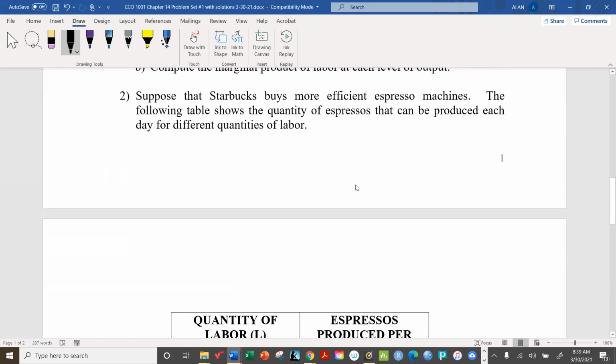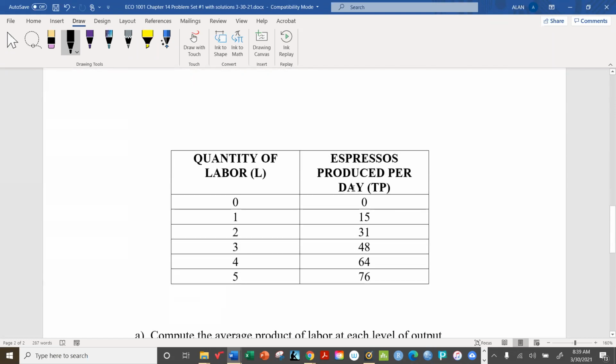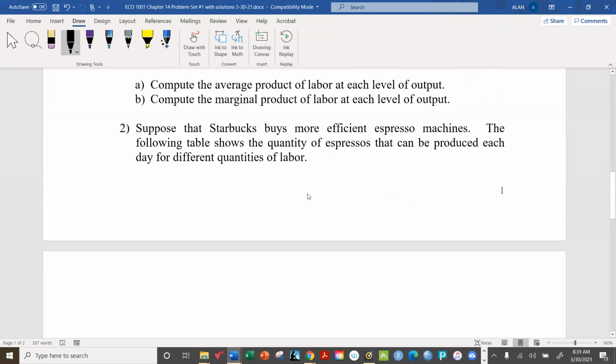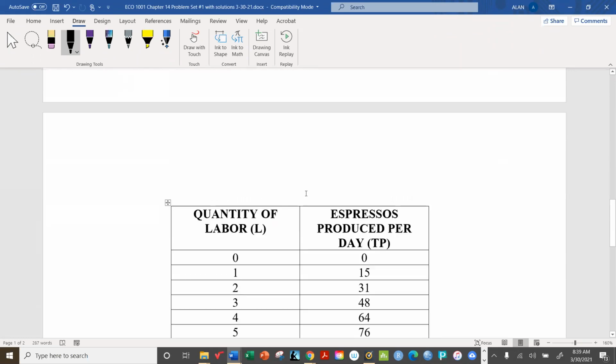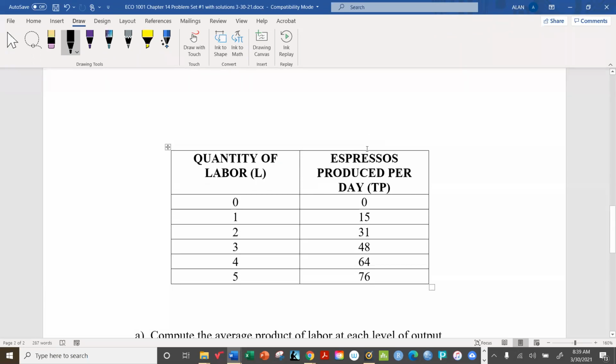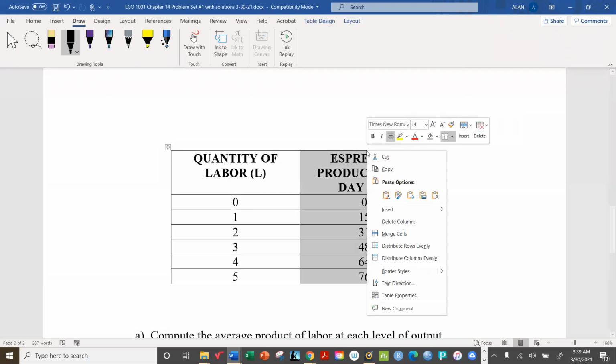Now here we have Starbucks. Oh, it's the same thing, except now we have more efficient machines. All right. So we're going to do the same thing. What's different this time is that because we have more efficient machines, let's say espresso machines are faster, we can churn out more espressos per day than we could before, even with the same amount of labor.